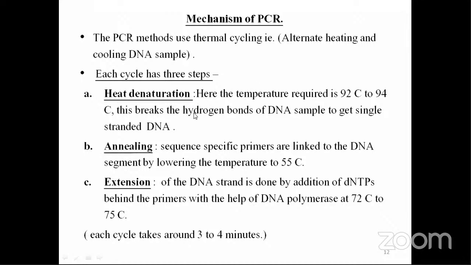Yeah. Then annealing or renaturation. Okay, that means sequence specific primers are linked to the DNA segment by lowering the temperature to 55. Now, because of this high temperature, they have separated. So if we keep the same temperature, will it join? No, because that much temperature is required to separate, not for joining. So it has to cool down. The temperature has to be brought down, approximately 55 degrees centigrade. And then again, the linking part will start. Then only the linking of the DNA segment will be there.